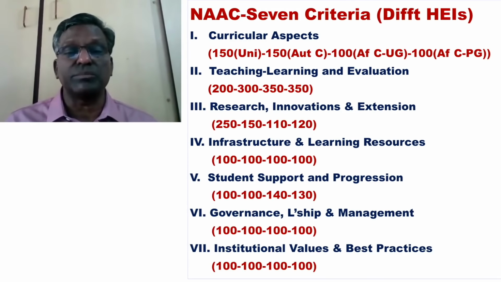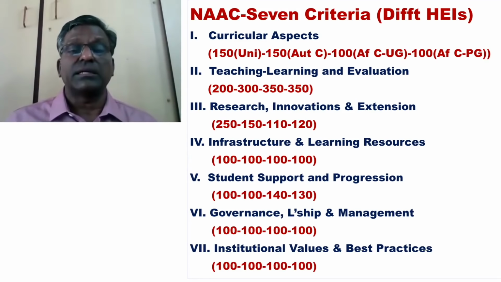And the reason is obvious. Universities are places where research should happen. Okay, so this slide tells you two things. Number one, what are the 7 criteria and what is the weightage?